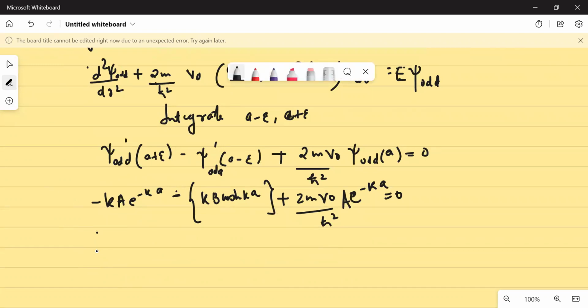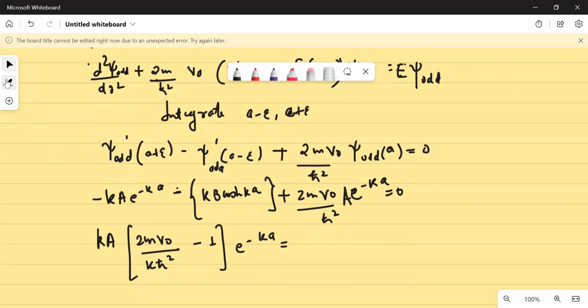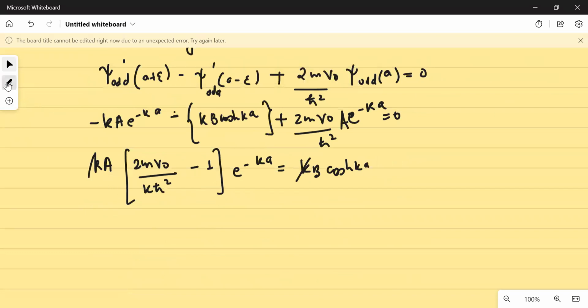So overall, if I just try to put all these sums together, what I would get, I think, if I take ka common, then it will be 2mv naught upon. And instead of sine hyperbolic as last time, this time we'll have cos hyperbolic. Instead of all those things, we'll have a cos hyperbolic. So this will get cancelled.